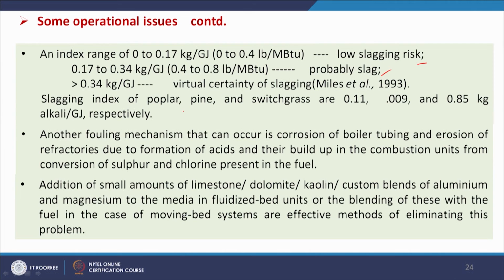Another fouling possibility is because of the presence of acid gases. So, there is corrosion of the boiler tubing and erosion of the refractories due to formation of acids, which build up in the combustion units from conversion of sulfur and chlorine present in the fuel. For avoiding this, some metal oxides are added, like limestone, dolomite, kaolin and custom blends of aluminum and magnesium, to the media in fluidized bed units, or blended with the fuel in the case of moving bed systems. These are effective methods for eliminating this problem. So, chloride and sulfur is captured by these materials.